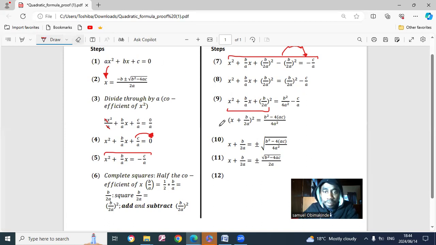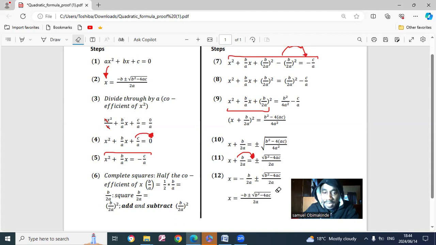Now, next, we take this positive b over 2a to the other side of the equation. When that gets to the other side of the equation, it becomes negative. So that is what we see here. By the time this comes here, it becomes negative b over 2a, right?